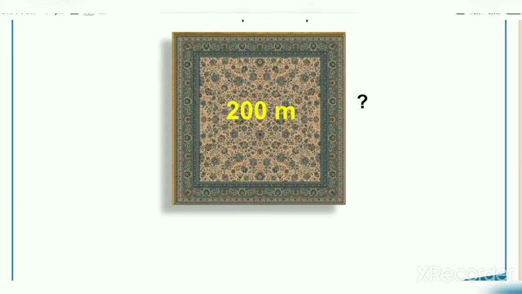Here is another example of a square. The perimeter of a square carpet is 200 meters. What is the length of one side?